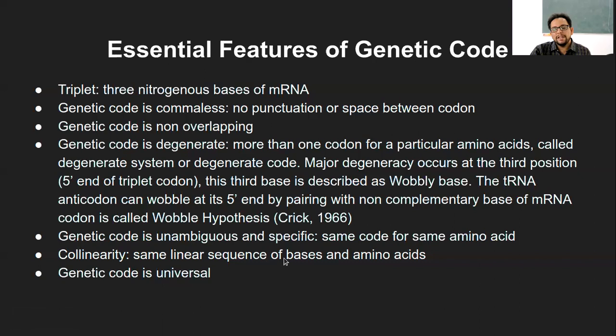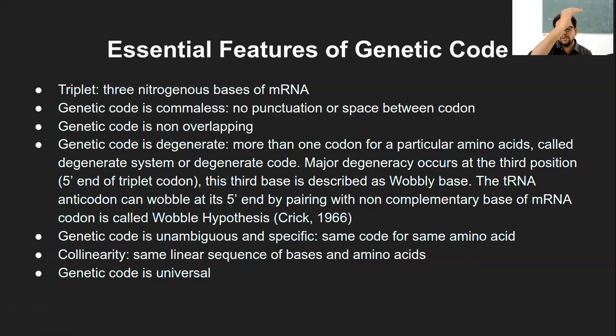Collinearity: the same linear sequence of bases and amino acids. That means if the DNA starts with ATG, then the amino acid sequence will also start with the corresponding amino acid, as codons correspond to their respective amino acids. So the sequence of the amino acids will also be the same. So that is what collinearity is.